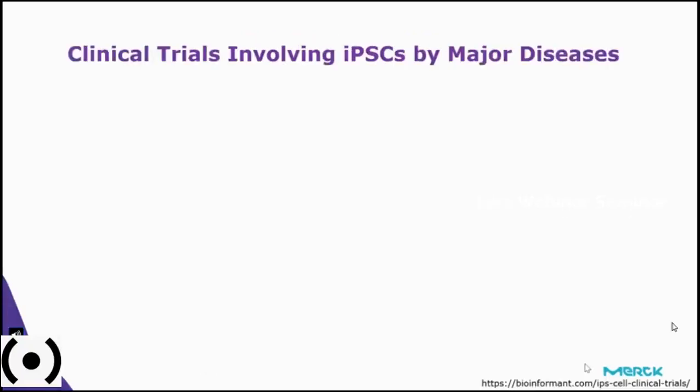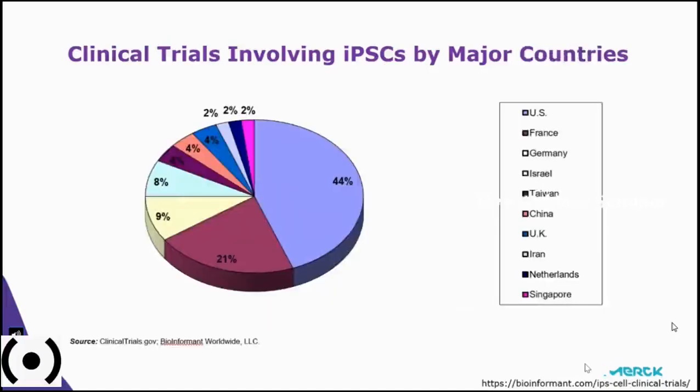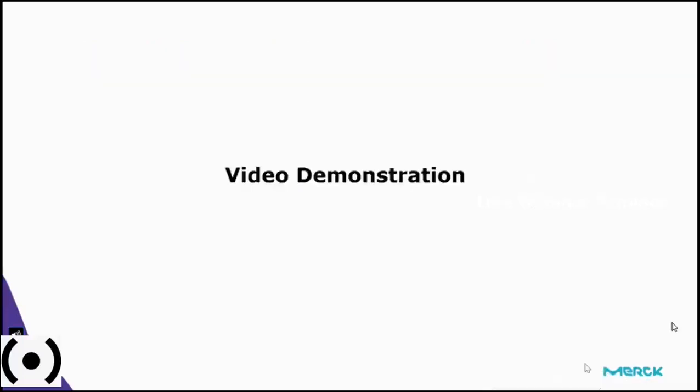So these 54 trials are going against different diseases, right? The most common diseases are neurological disorders, followed by cardiovascular diseases, and then ophthalmologic diseases. If you look at the countries, the US is number 1. Maximum clinical trials are going on in the US, followed by France and Germany, and the rest are other countries. So this is the overview of clinical trials on iPSCs.